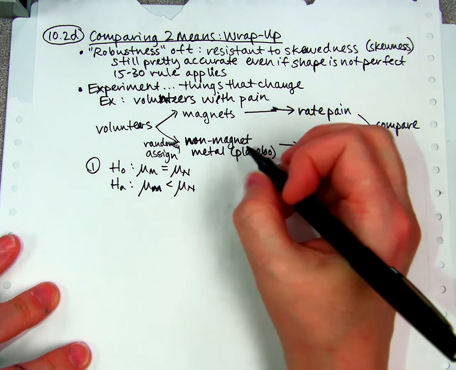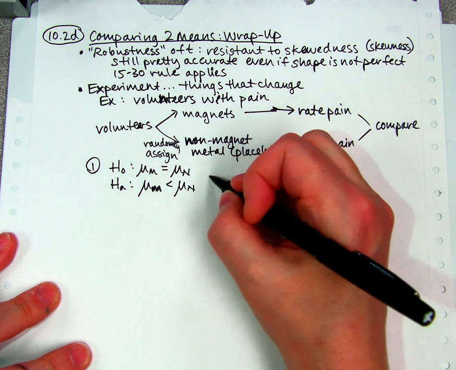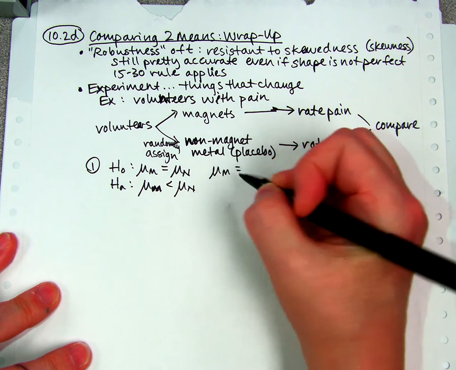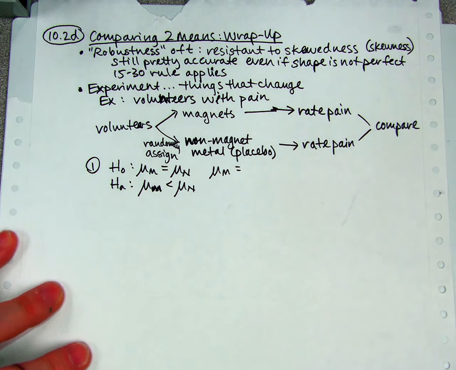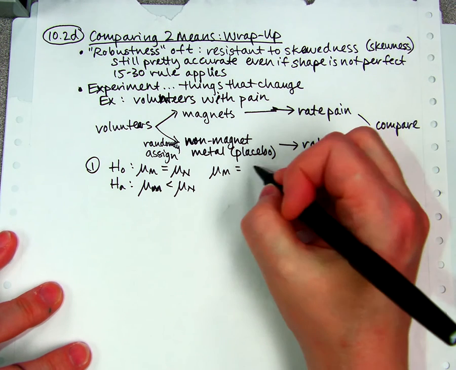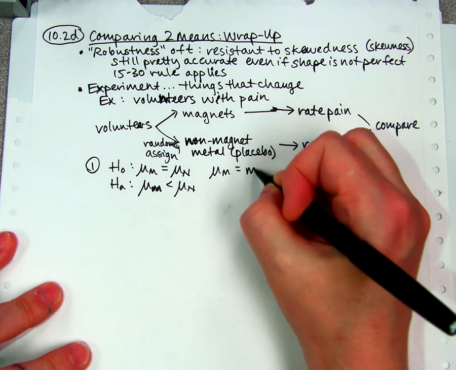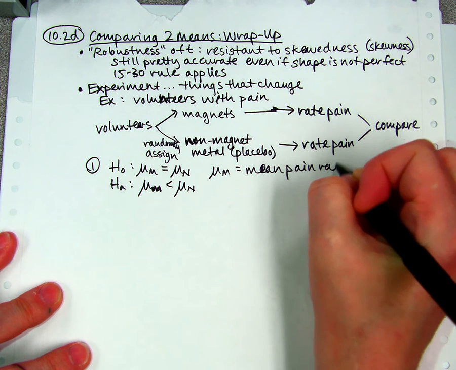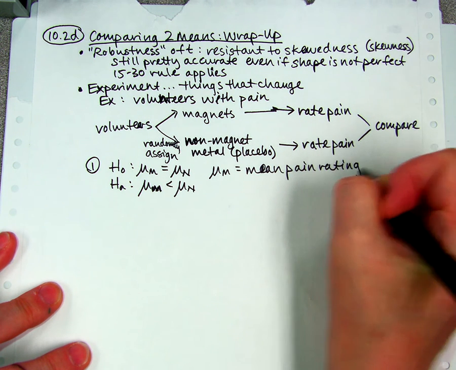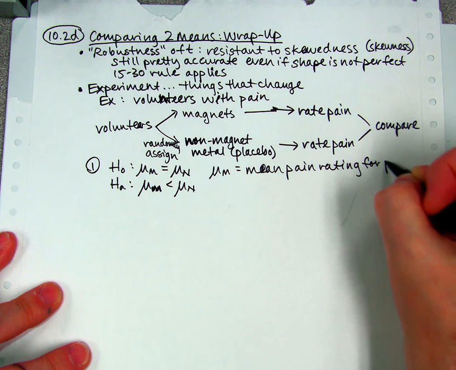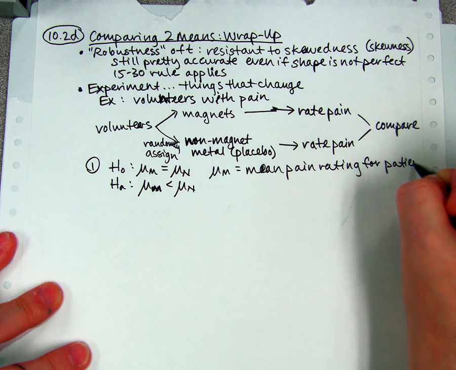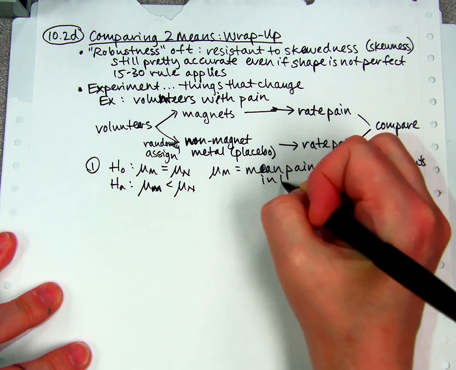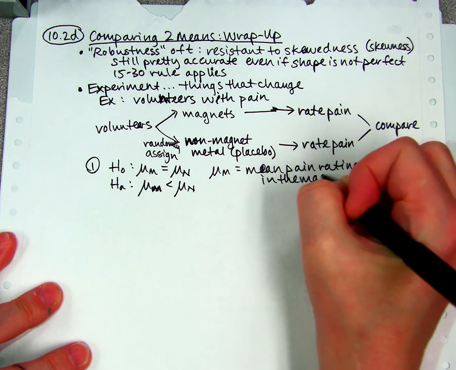So here's how to write it correctly and incorrectly. And we've talked about this a little bit already. I'm going to write it wrong first, and you're going to hopefully realize that it's wrong, and then I'm going to fix it. So you could do it wrong by saying the mean pain rating for patients in the magnet group.